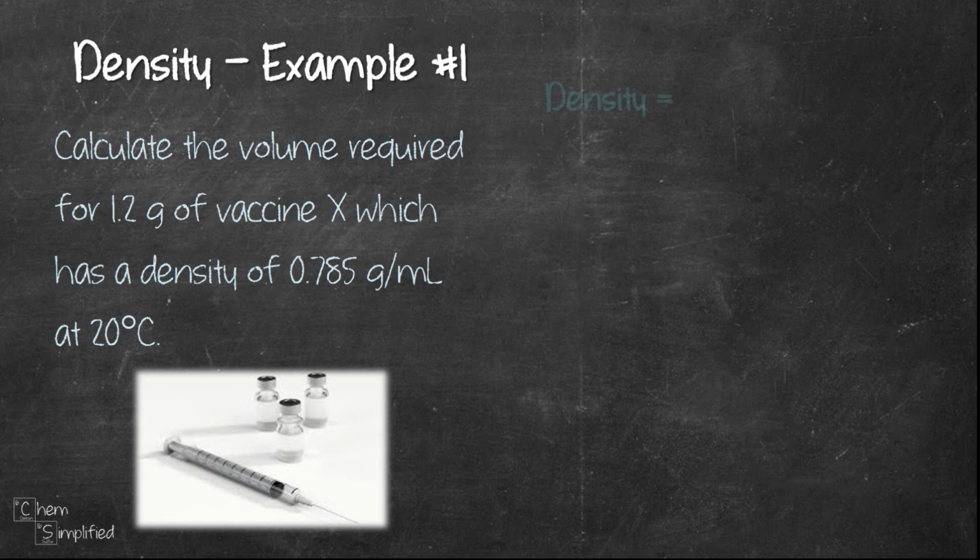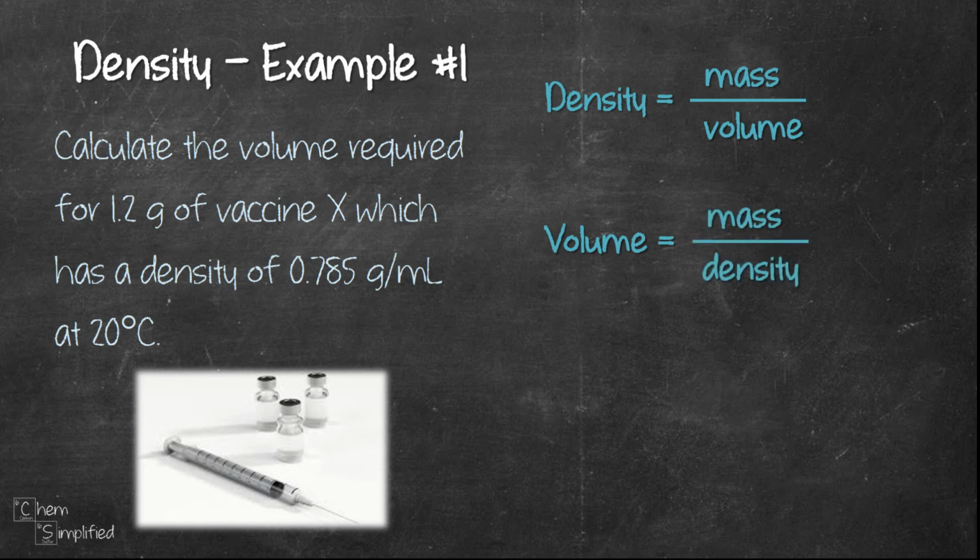So let's start with the formula for density, which is mass over volume. But since we want to calculate volume, let's rearrange it a little bit. So I bring volume up, so then it becomes volume equals mass over density. Now let's plug in the values that we have. We have 1.2 grams for the mass and 0.785 grams per ml for the density. Dividing these two numbers will give us 1.5, and if we cross out the unit, it will leave us with ml. So the volume is 1.5 ml. So we can easily draw out the volume of 1.5 ml using a syringe, much easier than if we were to measure out 1.2 grams.